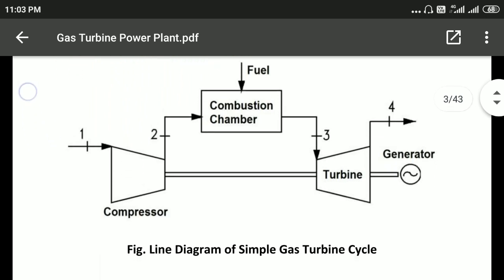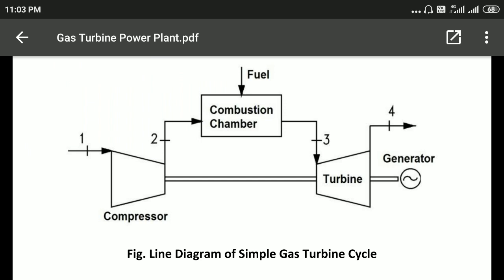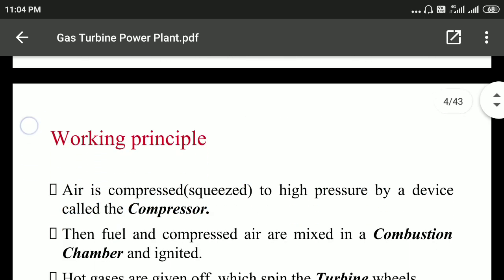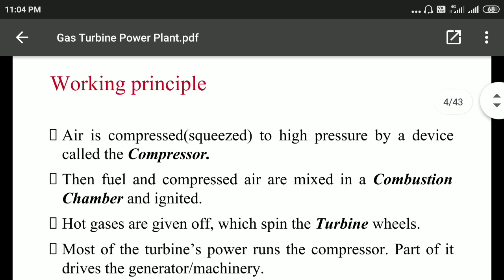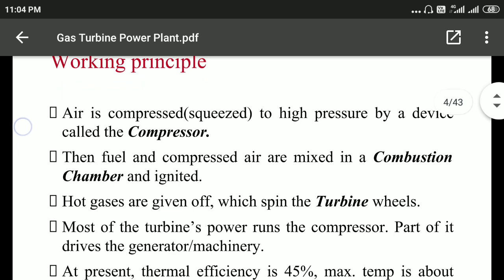Here we see the line diagram of the simple gas turbine cycle, where we can see the three main components: the compressor, the combustion chamber, and the turbine. The output of the turbine is connected to the generator where electricity is generated, and after that the power transmission systems are provided. So 1 to 2 is the compressor process, where air is supplied to the compressor and compressed to a high pressure by the device called a compressor.